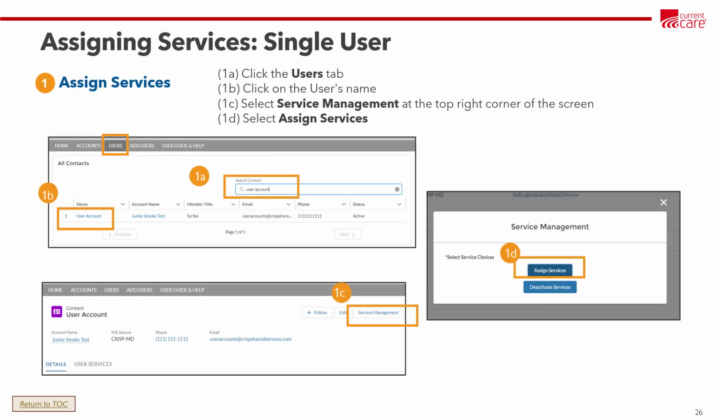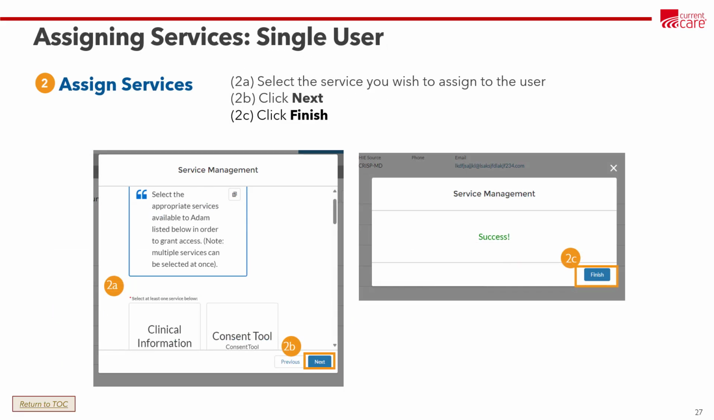To assign services to a single user, go to the Users tab. Search for the user's name in the search field. Click on the user's name, then click Service Management in the upper right-hand corner. Now click Assign Services. A pop-up window will show the services that are available. Select the desired service, then click Next, then click Finish.